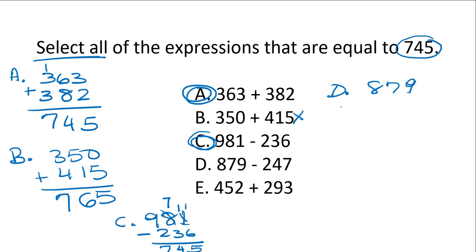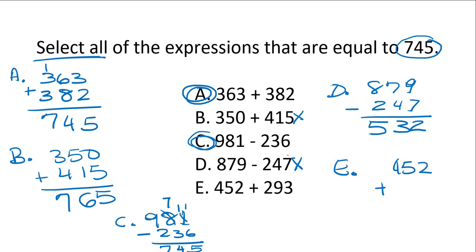879 minus 247. 9 minus 7, that's 2. I already see it's not correct. 7 minus 4 is 3. And 8 minus 2 is 532. No, this one does not work. How about E?